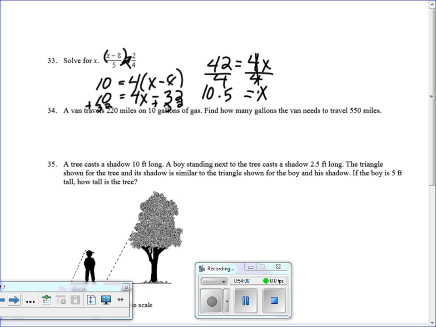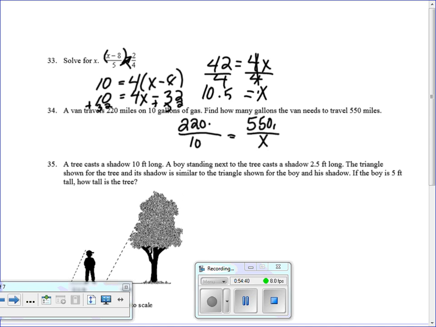Okay. Van travels 220 miles on 10 gallons of gas. Find how many gallons he needs to travel 550 miles. This problem can be solved by setting up a proportion. We know that 220 miles goes with 10 gallons. So we need to know how many gallons goes with 550 miles. If you cross multiply and divide, you will get the solution to your answer.